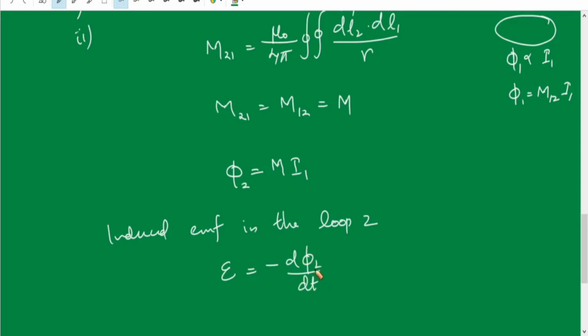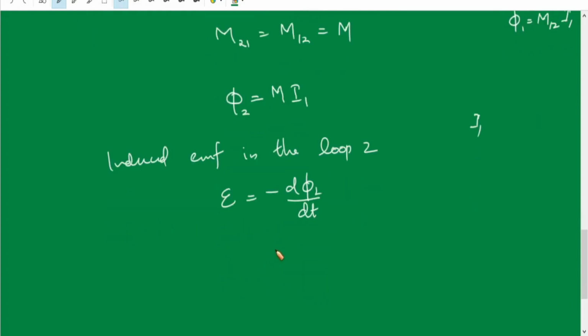So whenever the current in loop 1 changes, an EMF is induced in loop 2, given by E equal to minus d phi 2 divided by dt. This is equal to minus M times d by dt of I1. Okay, so if we change the current I1 in loop 1, then there will be an EMF in the other coil.